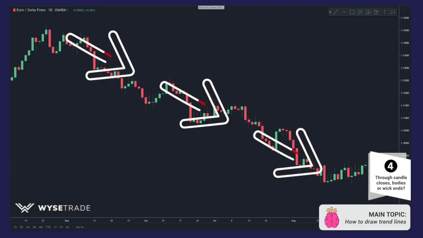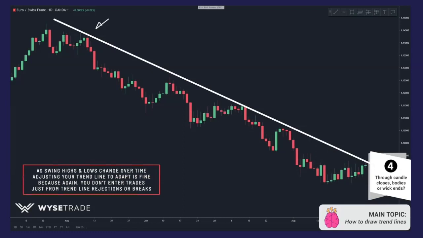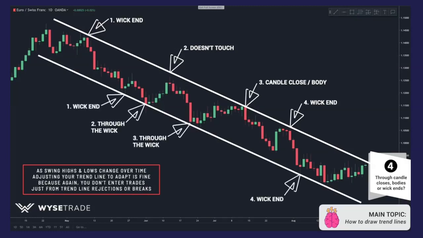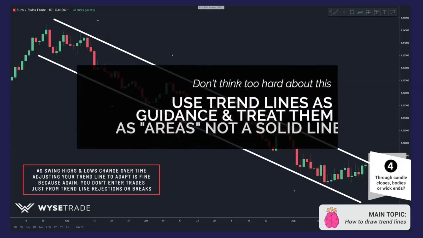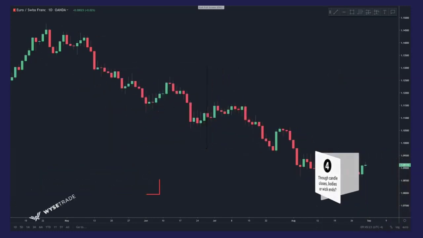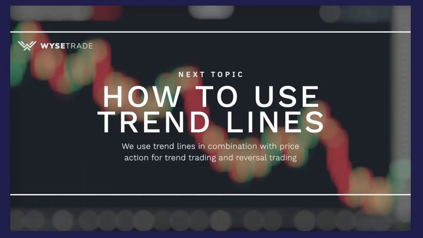So let's do this one more time. Here's your clear moving downtrend, and along the top, we would place our trend line like this. Again, wick ends, doesn't touch, candle close, wick end. And along the bottom, we would place our trend line like this. So don't think too hard about this, because again, we use trend lines as guidance and treat them as areas, not a solid line.